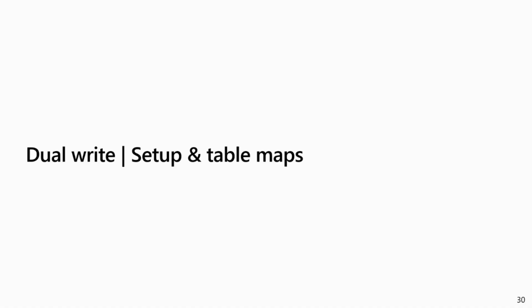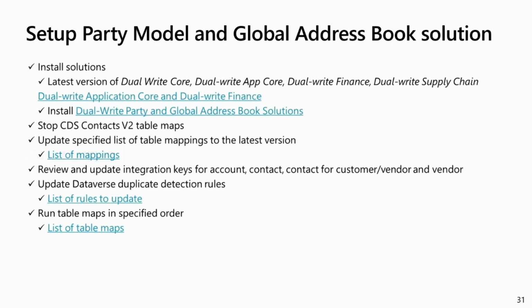Thanks, Corina. Let's move to the next topic, which is dual write setup and table maps. We will have a glance at the steps to set up party model and global address book solution. In order to set up the party model and global address book, you need to follow these steps, and first you need to install all prerequisite solutions.